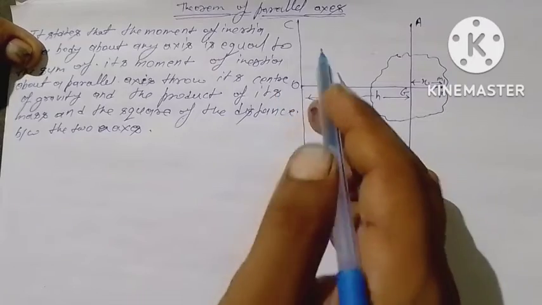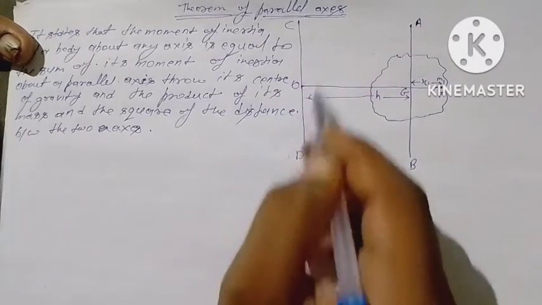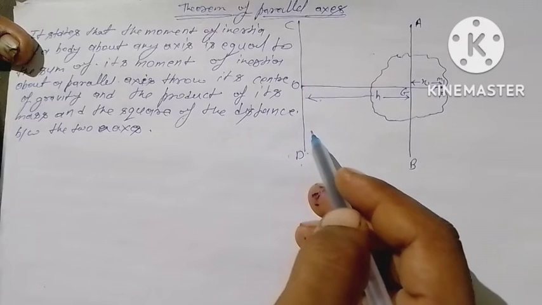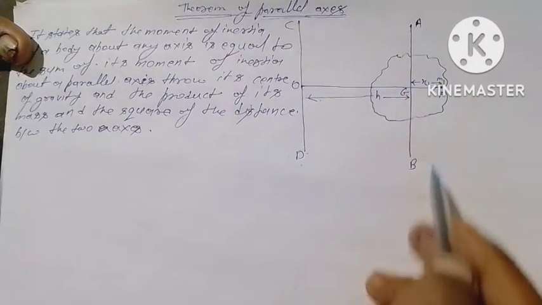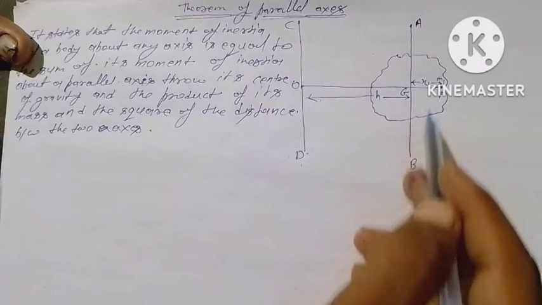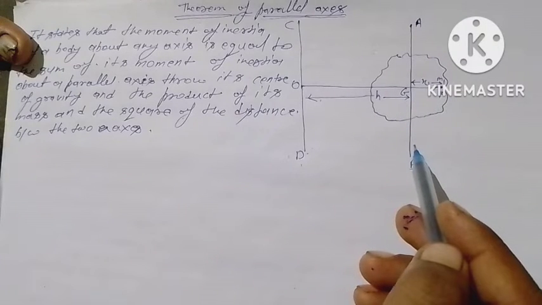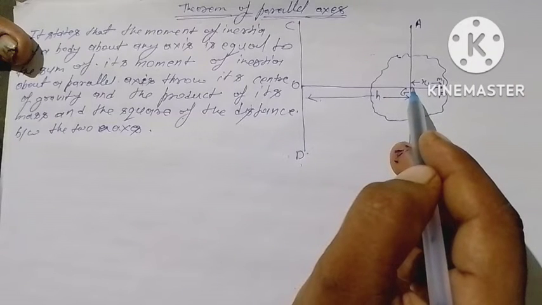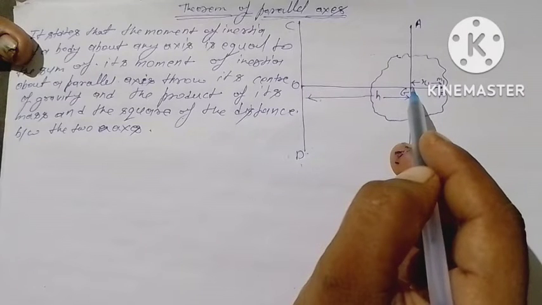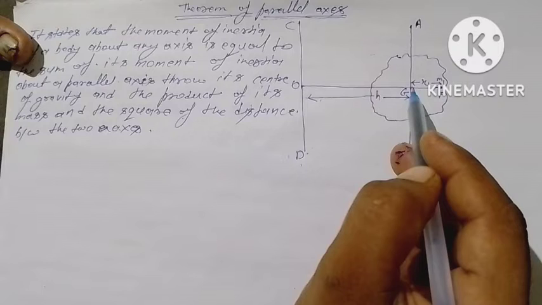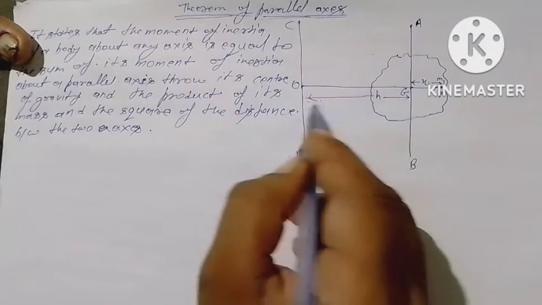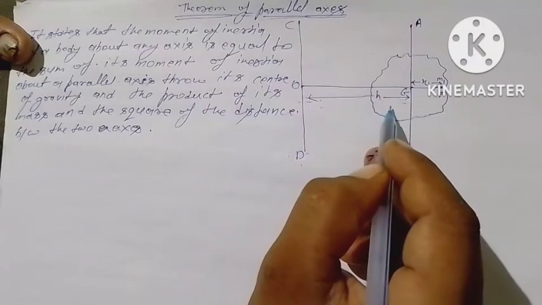Let CD be an axis in the plane of the paper, and AB is the parallel axis through G, the center of mass of the body. The perpendicular distance between the axes is h.